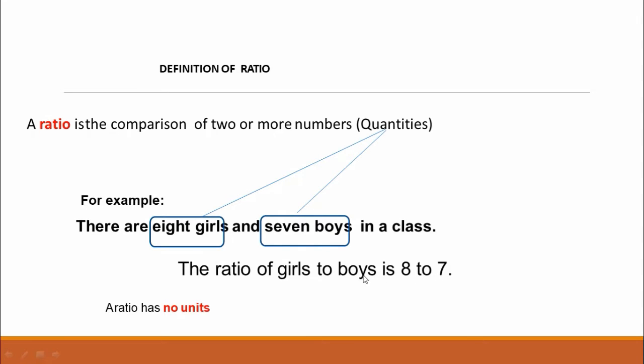And dear students, note that ratio has no units. Why does ratio have no units? Because we can write 8 to 7 as 8 by 7. And the rule for the ratio is that these two quantities have the same unit. Then suppose we have 8 meters and 7 meters, then the meters cancel. So there is no unit for the result in the ratio.